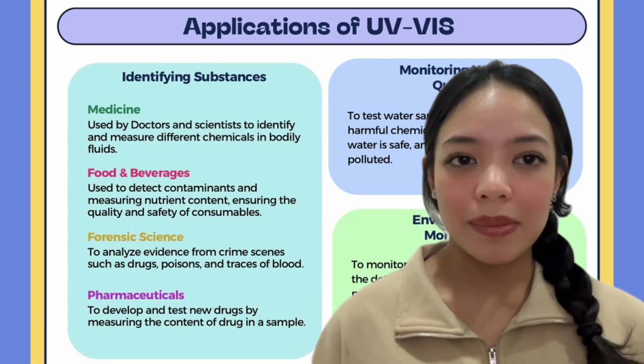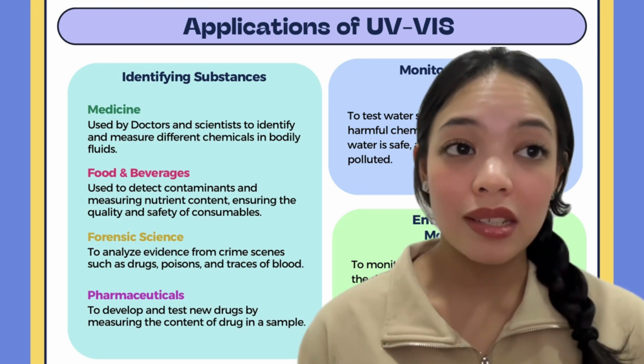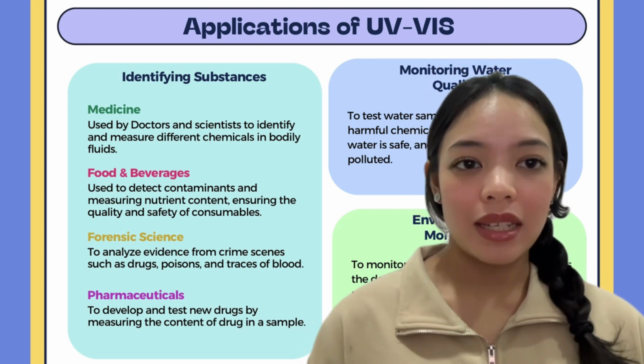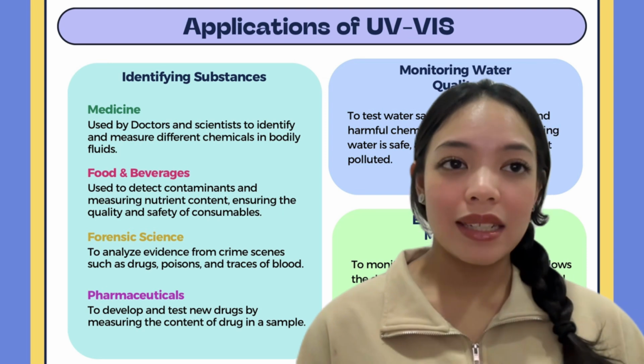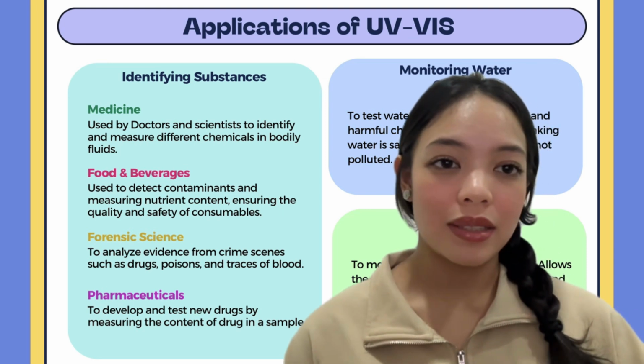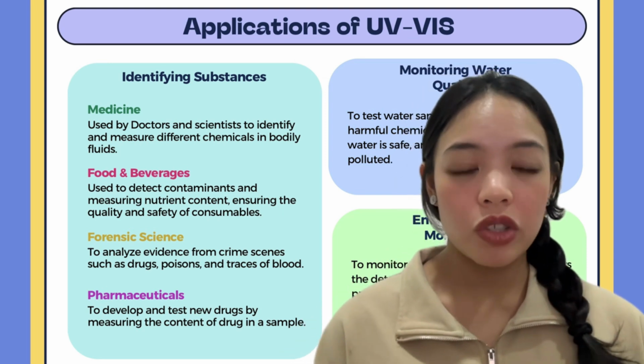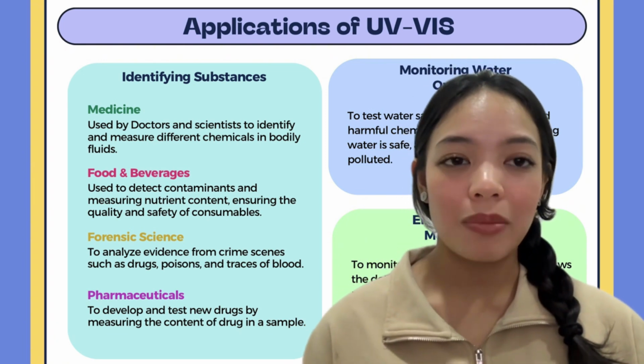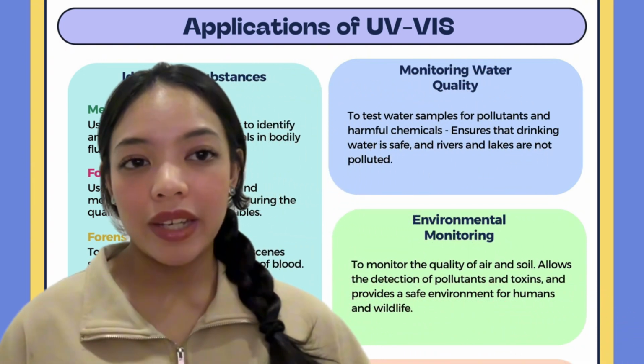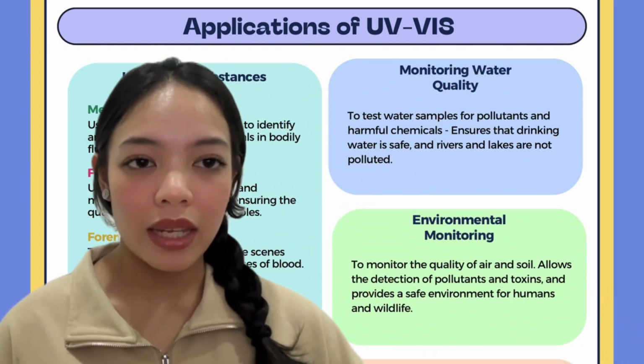It can help identify substances like drugs, poisons, and even traces of blood, which can aid in criminal investigations. In the pharmaceutical industry, this technique is essential for developing and testing new drugs. Scientists use it to measure how much of a drug is in a sample and to ensure that medications are made correctly and consistently. The UV-vis is also used to monitor water quality and the environment.